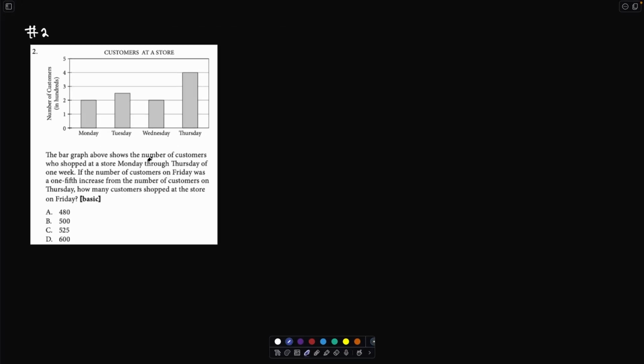So they say the bar graph above shows the number of customers who shopped at a store Monday through Thursday of 1 week. So let's check out Monday. Looks like Monday is 2, Tuesday is about 2.5, Wednesday is about 2, and Thursday is 4. And then they say Friday was a 1/5 increase from the number of customers on Thursday. And this is what they want. How many customers shopped at the store on Friday? So our goal is to find out the graph for Friday.